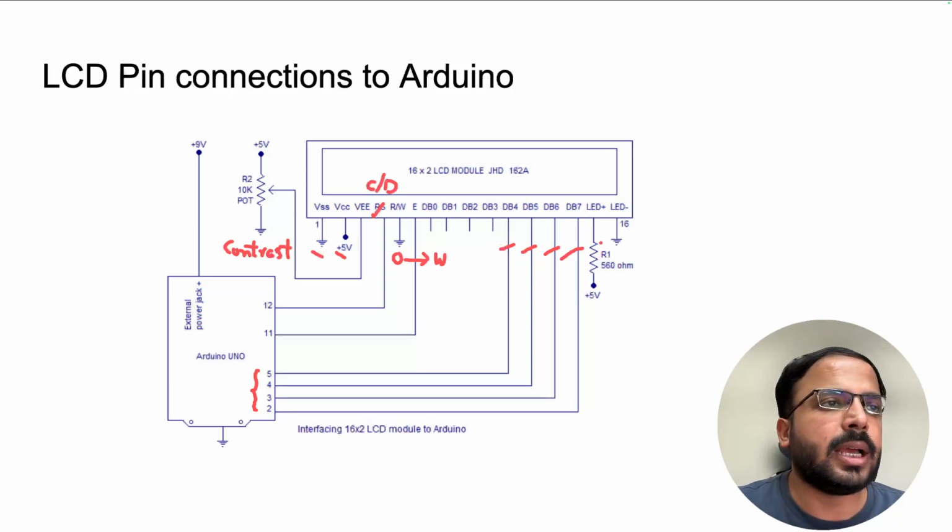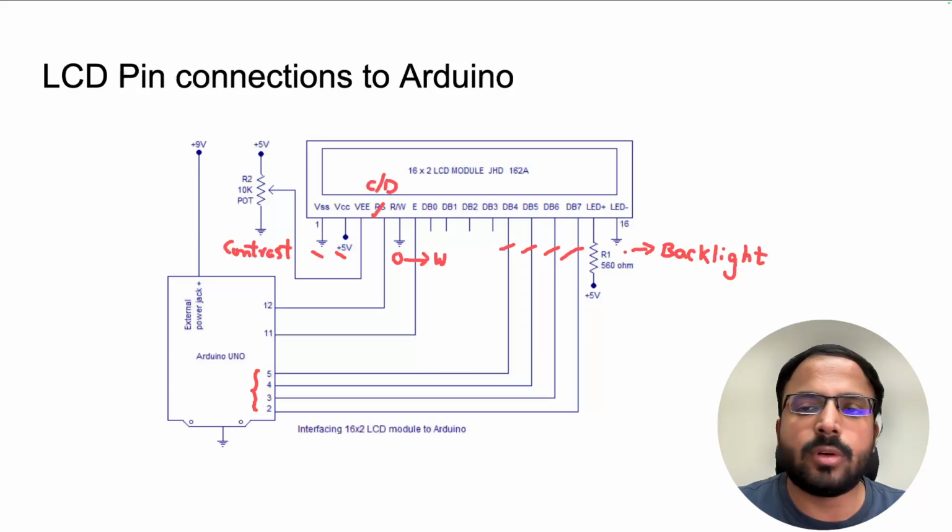Now the LED and LED plus pins we have connected. These are used for the backlight, so we connected one to the variable resistance and another to ground. So your backlight will be driven by these 2 pins.